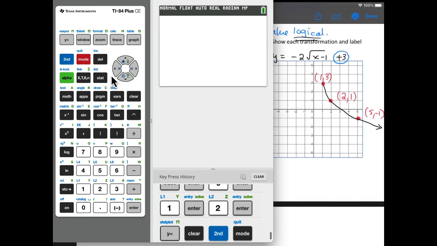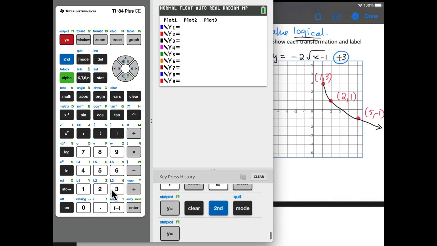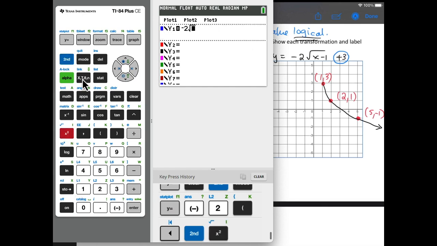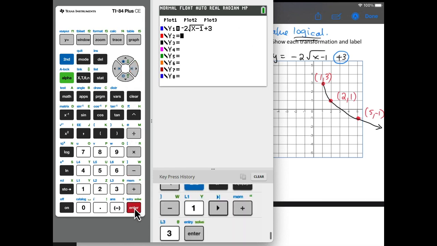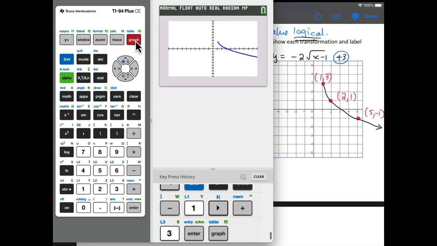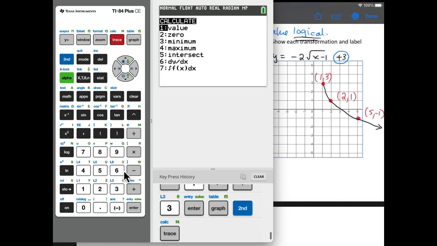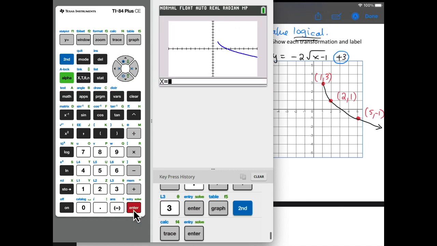So we can check our answer on our calculator by going to y equals, inputting our function, so negative 2 times the square root of x minus 1, and then we get out from underneath the radical and we say plus 3, close it up, and graph it. And so far it looks like we're in the right spot, but we want to verify our ordered pair points of interest by looking at second calculate, and then we choose the value feature, right? So hit enter while my cursor is on value, and then we plug in the x coordinates of our ordered pairs to see that our points of interest are correct.